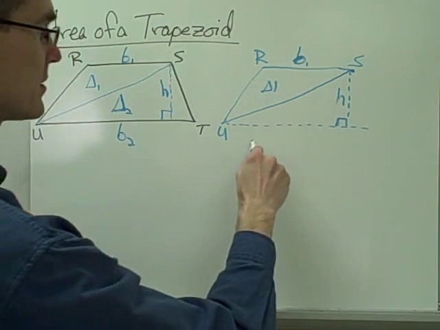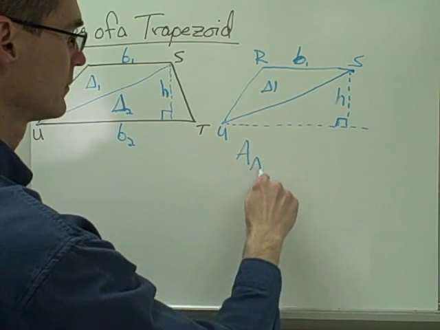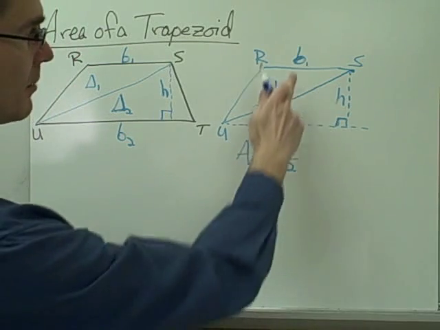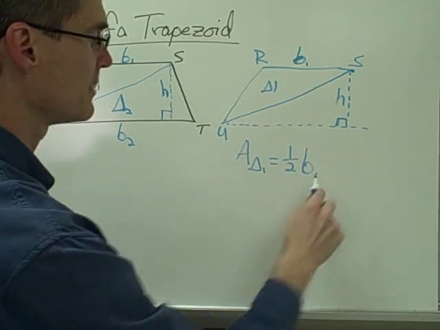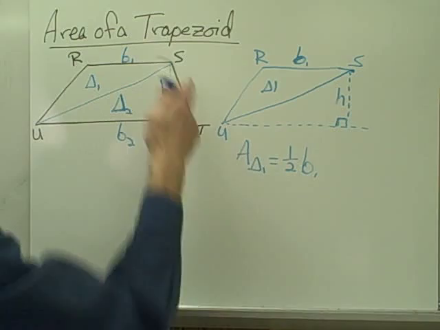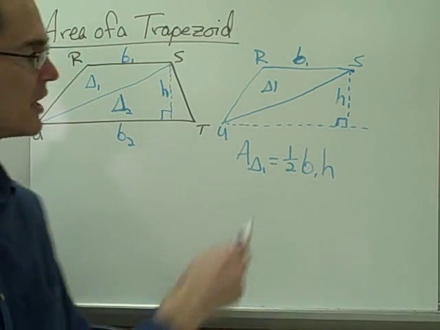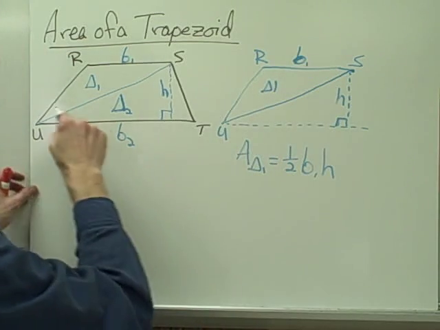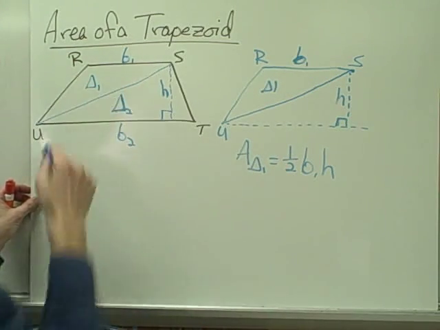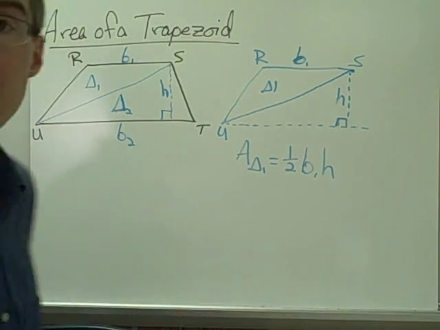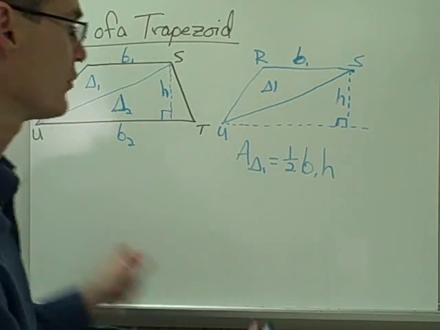Well, that means the area of triangle number 1, I already know it's 1/2 base times height. My base is B1, the length of that base of my trapezoid. My height is H. So now I know the area of this triangle, that is this triangle right here on my trapezoid. Well, if I can find the area of this triangle, then I can just add them together and that'll give me the area for my trapezoid.